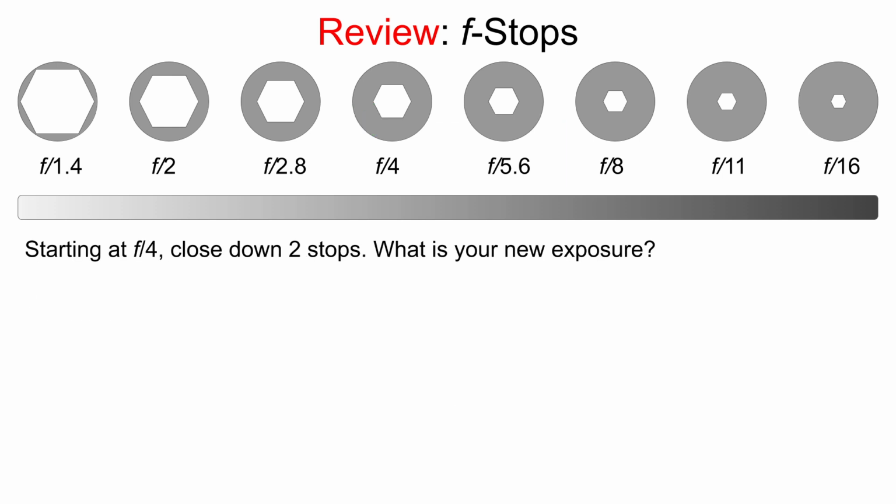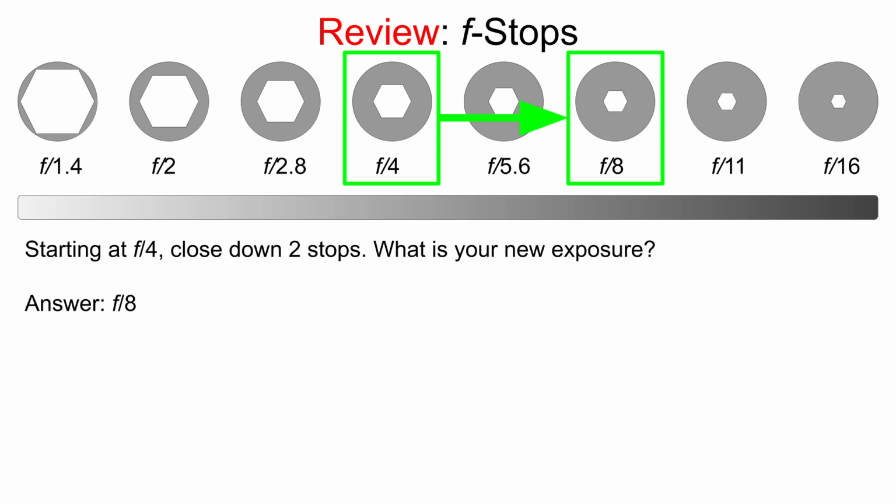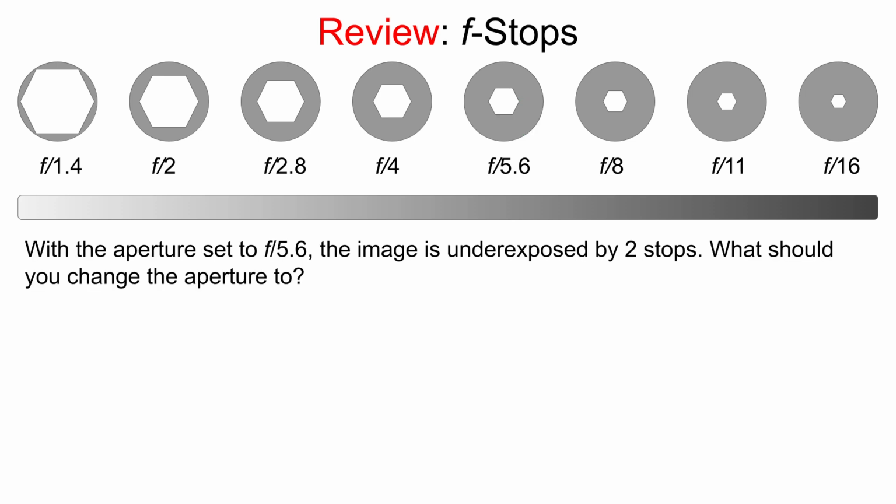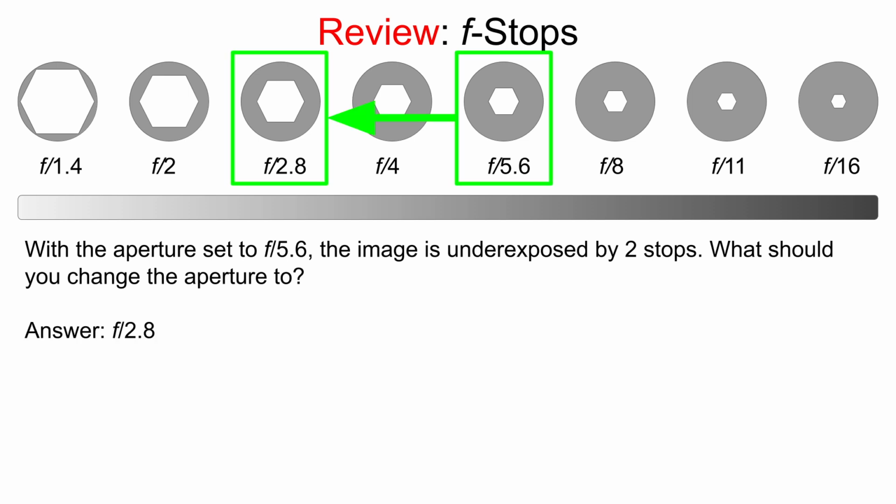If you start at f4 and close down 2 stops, where do you end up? The answer is f8. This is phrased a little differently. Your iris is set to f5.6, but the image is dark. It looks like it's 2 stops too dark. How are you going to fix this? You're going to open the iris by 2 stops, which will take you to f2.8.